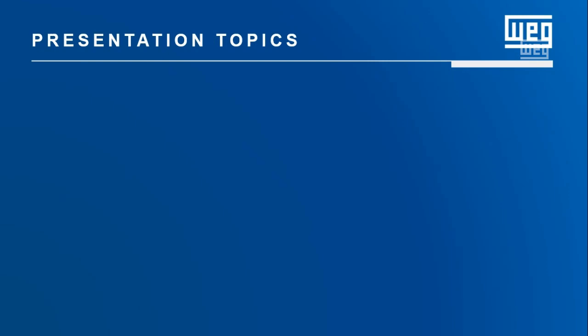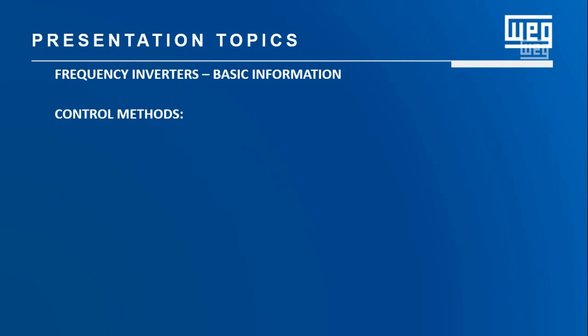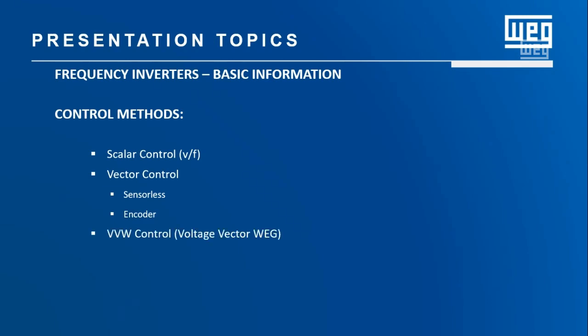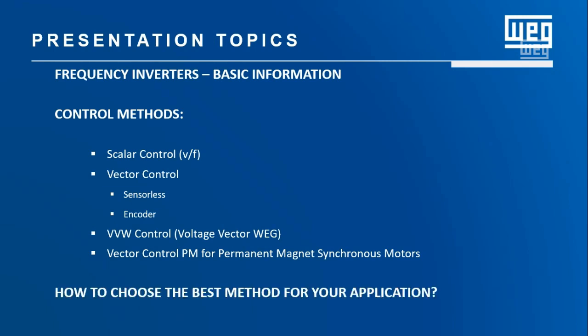To start the webinar, let's remember quickly some basic information about VSDs in general and how they work. And then we start talking about control methods, starting with the scalar control and its main characteristics. And then we'll talk about vector control, both sensorless and with encoder. Next, we talk about VVW, voltage vector WEG, the control method developed by WEG. And today we'll also comment about the vector control method for permanent magnet motors. And finally, we'll learn how to choose the best method for your application, taking into consideration the performance of each method. Well, now that we have seen the topics that will be presented today, let's start the presentation.